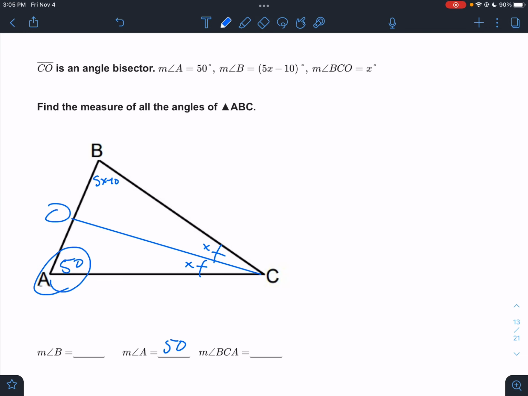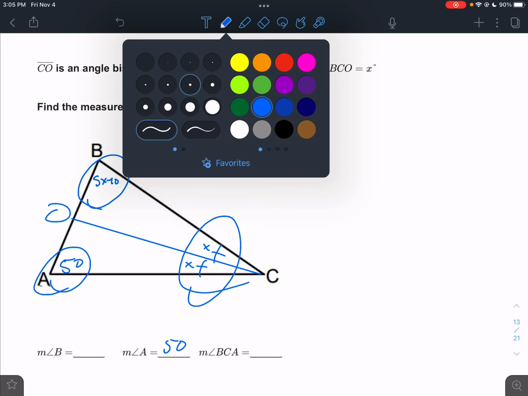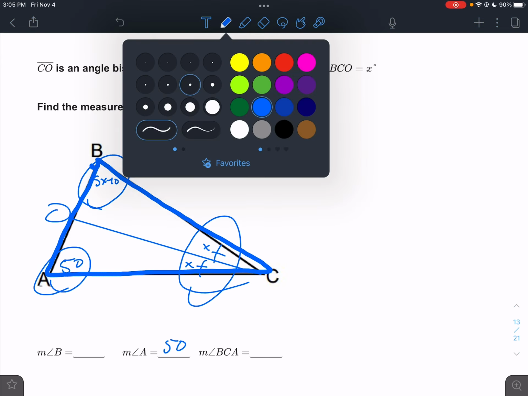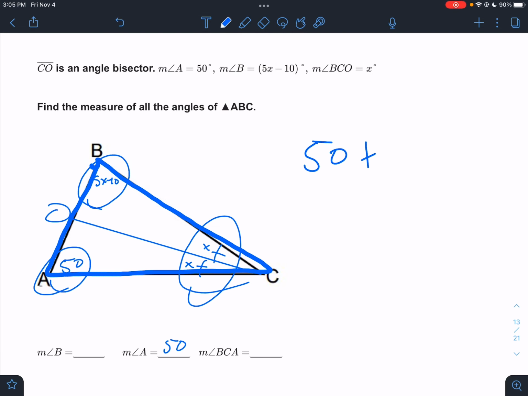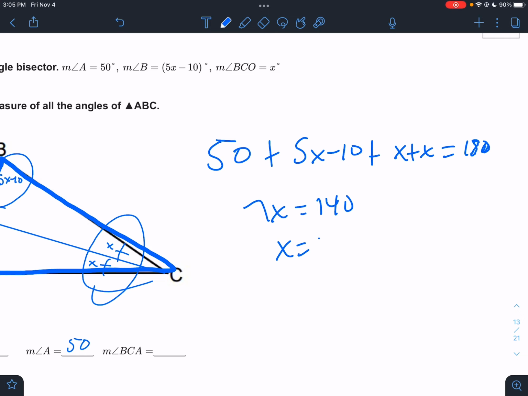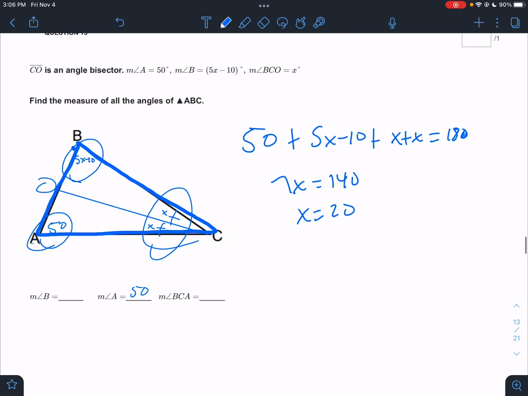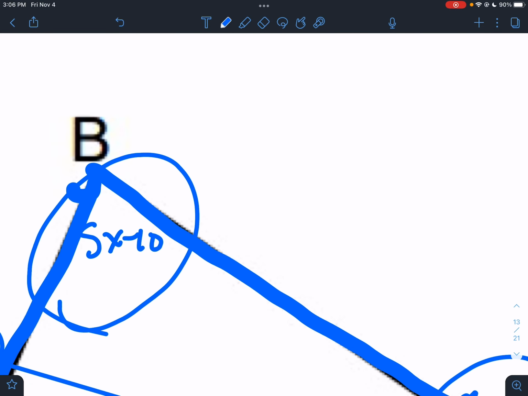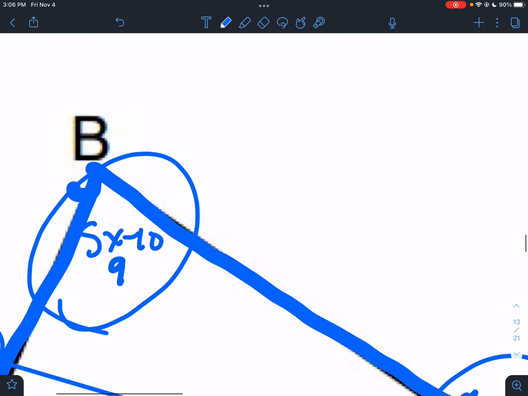Well, how many degrees do the 3 corners of a triangle add up to, right? Isn't there one big blue triangle here? We know 3 of the corners. So we know that 50 plus 5x minus 10 plus x has to equal 180. So we have 7x equals 140. So x equals 20. So this corner would be 40 degrees. Angle BCA would be 40 degrees, right? That'd be 20 plus 20 is 40. And this corner would have to be 100 minus 10, which is 90 degrees.